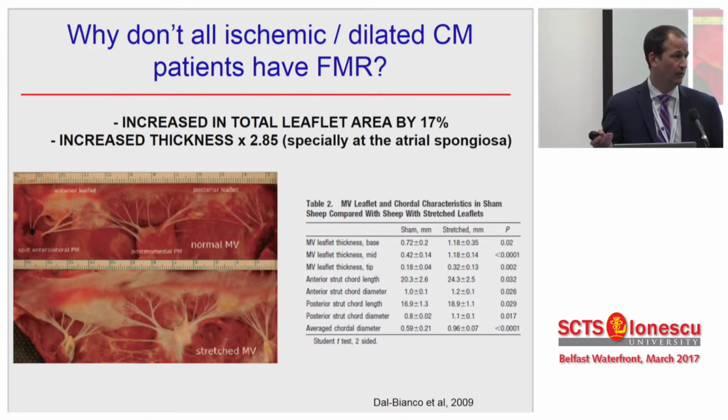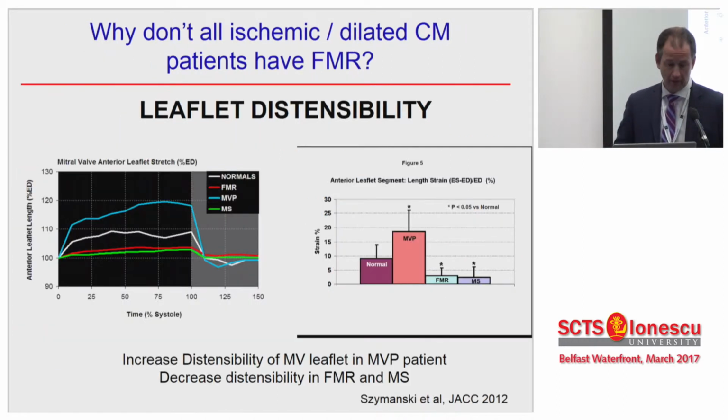Who are the ones that we operate on? They're always the ones that have the 26 or 28 size anterior leaflet. They're not the ones that have a 36 or 38 size anterior leaflet like we often see from myxomatous disease.